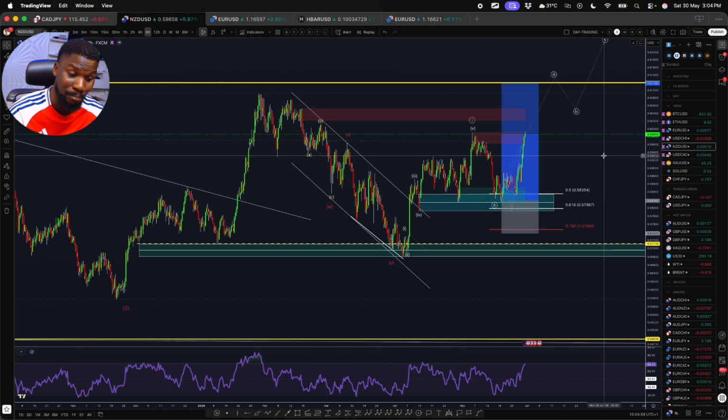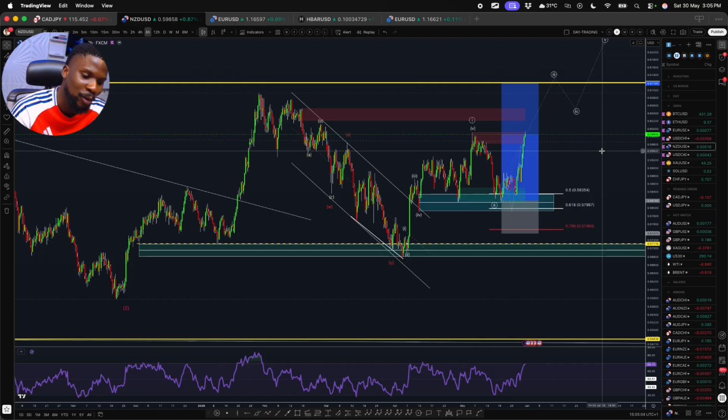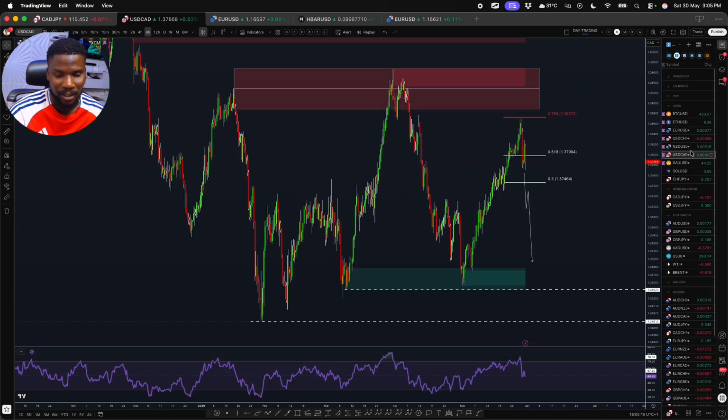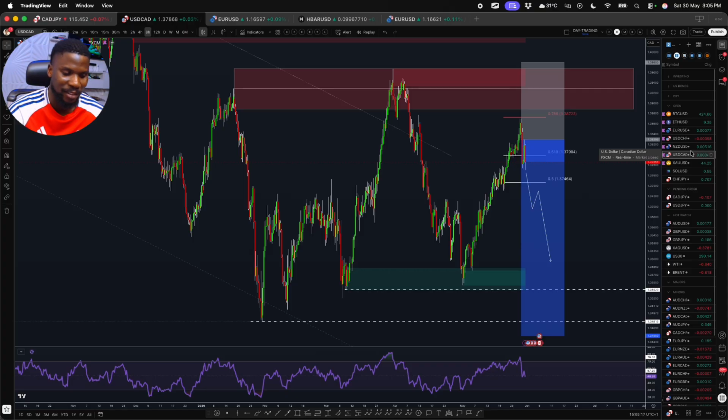But most of the time, they don't really work. But I still go for it because I only risk very, very little. I risk around 0.2% when I'm counter trend. But when I'm trend trading, I risk 0.5, maybe 1%, based on how good the structure is. All right, so that's that on Kiwi dollar. Nothing really much on that one.